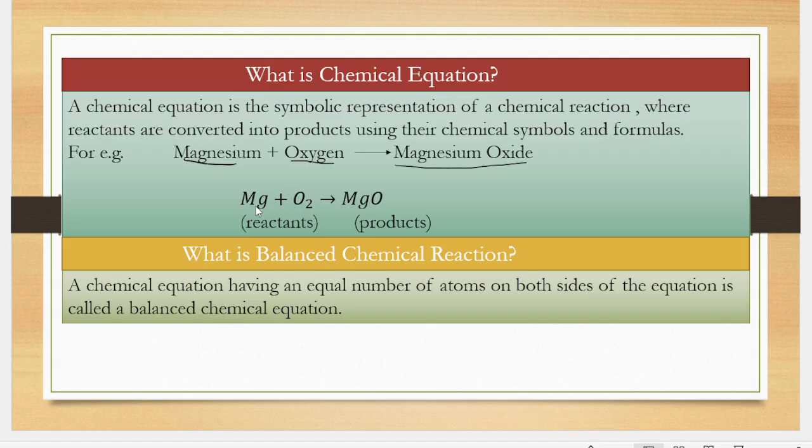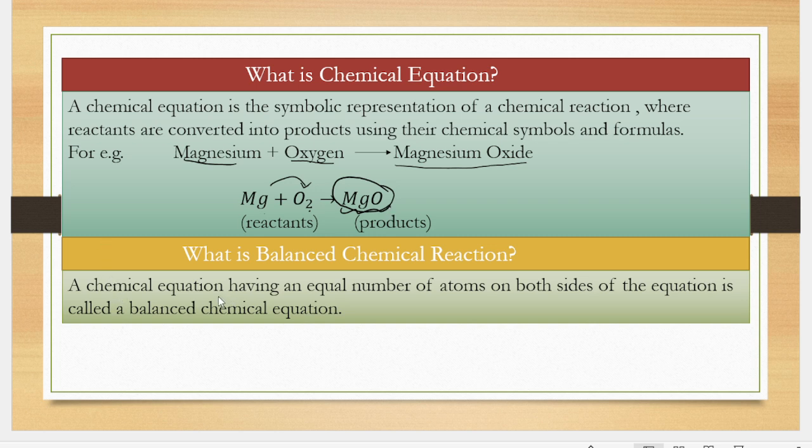So Mg, magnesium. Magnesium and oxygen react with each other and they form magnesium oxide. Okay, Mg and O2 are the reactants, and these two reactants react with each other, combine with each other, and they form a new substance which is called a product. And MgO is the chemical formula of magnesium oxide.